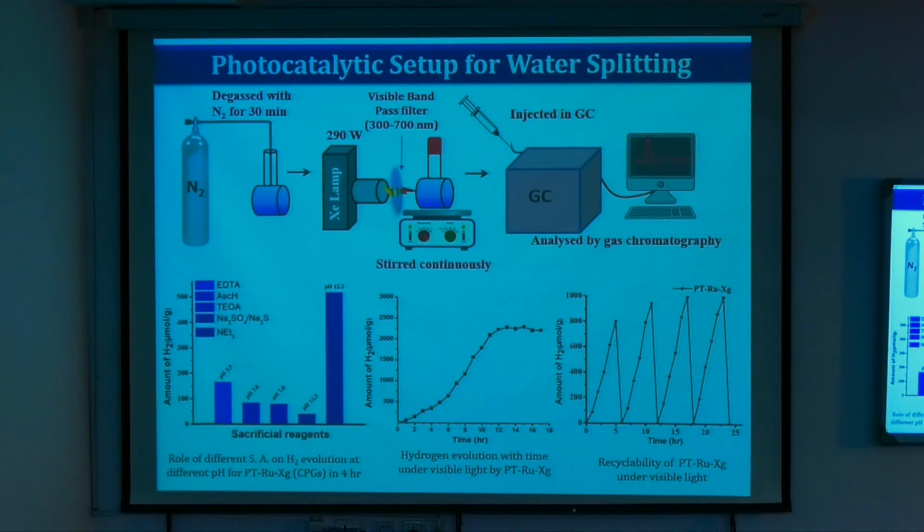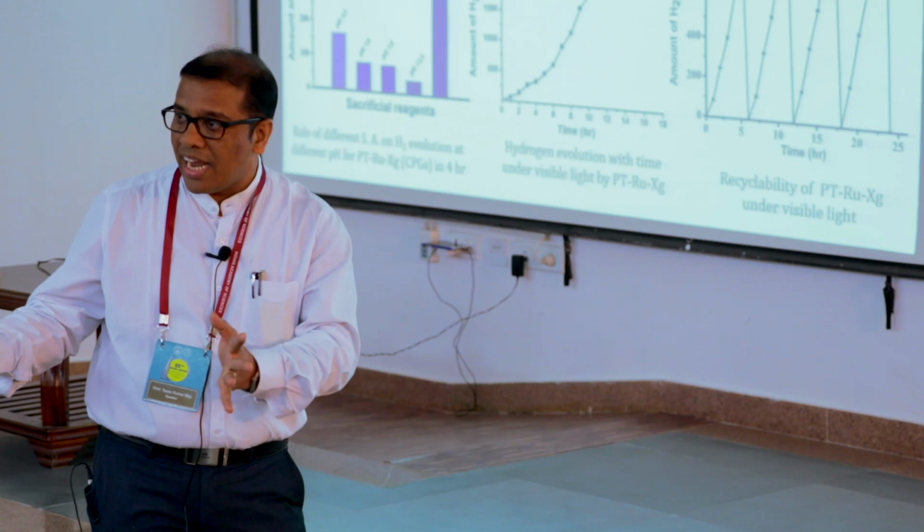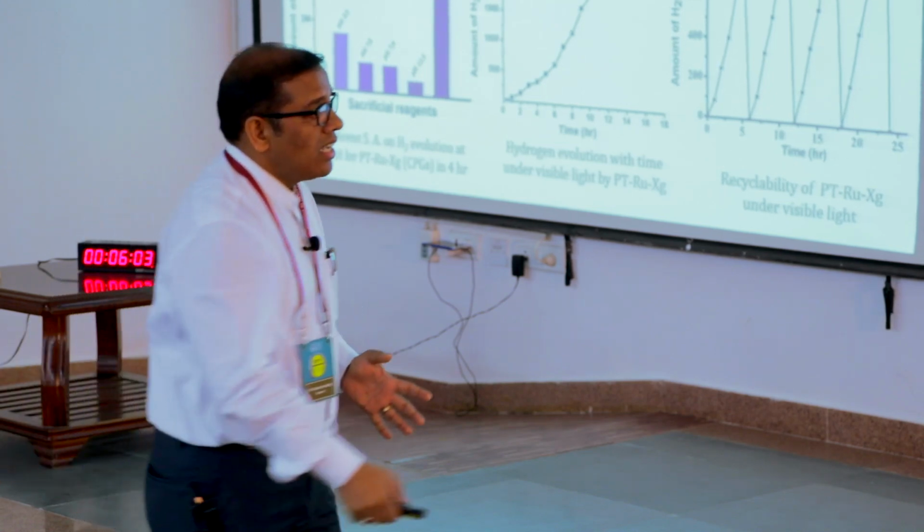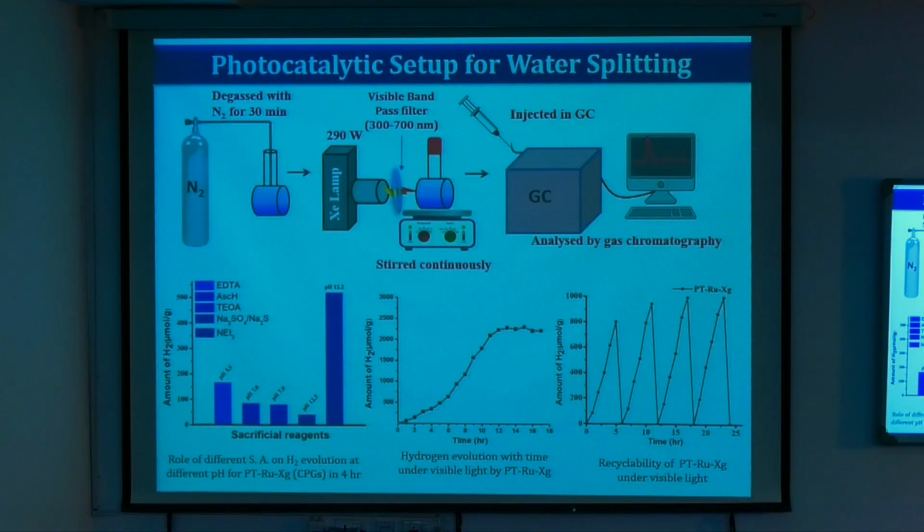This is the 290 watt xenon lamp, and we have used a filter to get only the visible light, because around 45% of the sun's energy comes from visible light. And we have collected the gas, and you can analyze it in the GC.